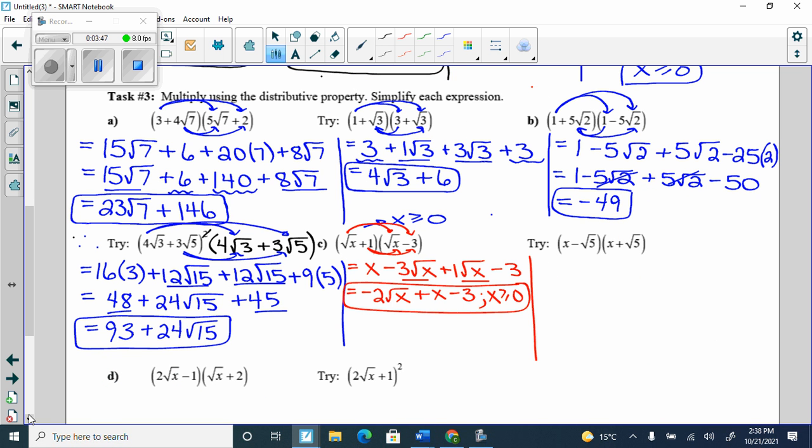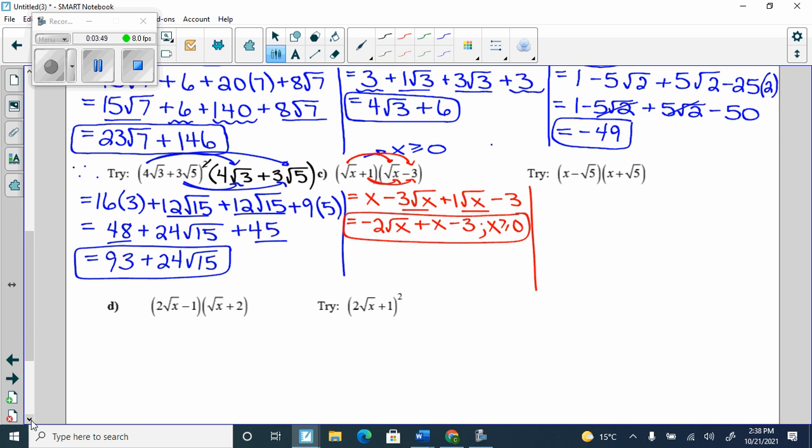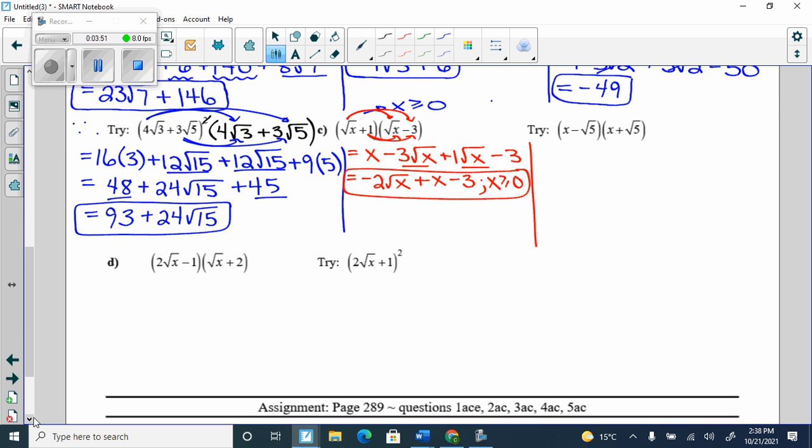So you guys are going to try D and the other try. So try these 3. The first one, when we go to FOIL it, we get x times x, which is equal sign. Make sure you have equal signs running down your left-hand side. If you don't, put equal signs. x times x is x squared. x times root 5 is x root 5. x times negative root 5 is negative x root 5. And then root 5 times root 5 is 5.